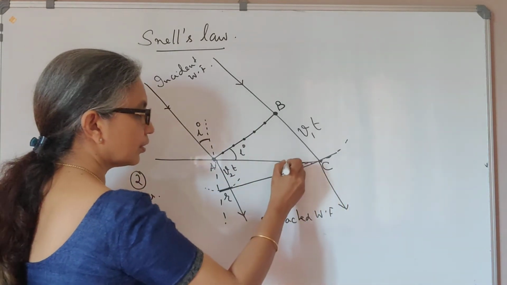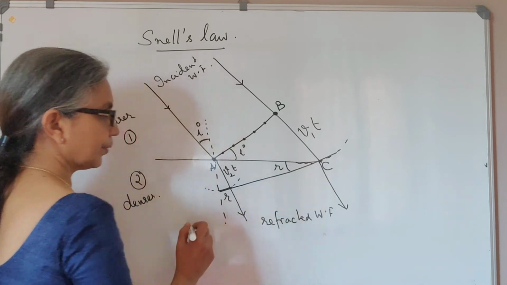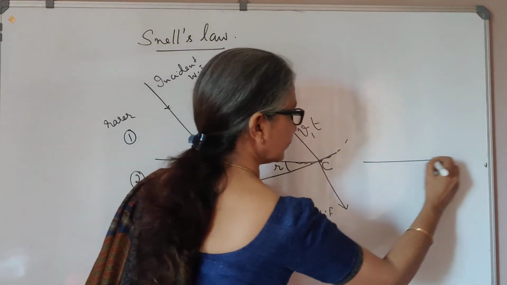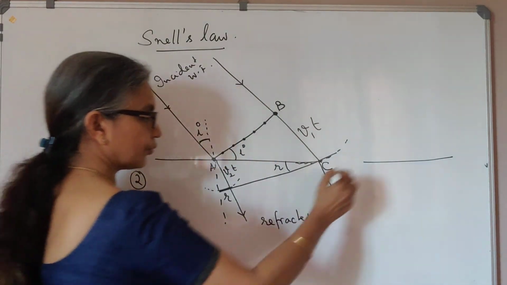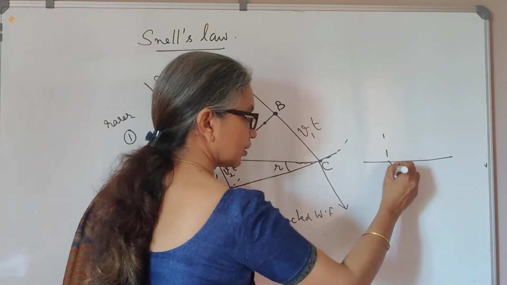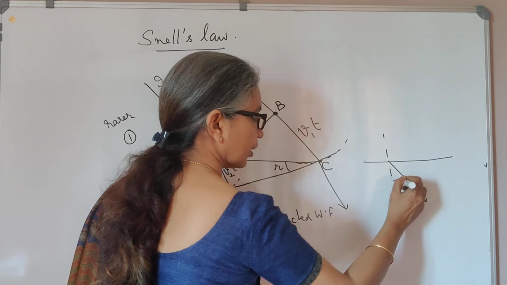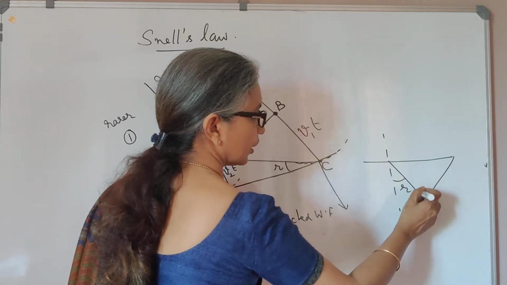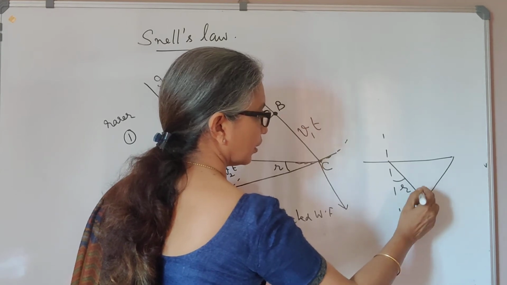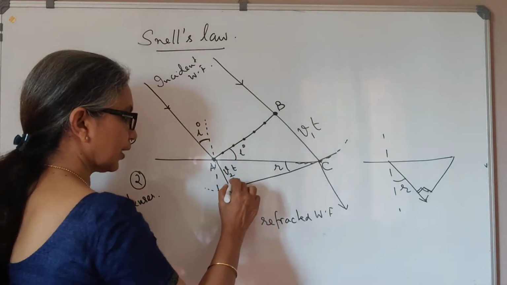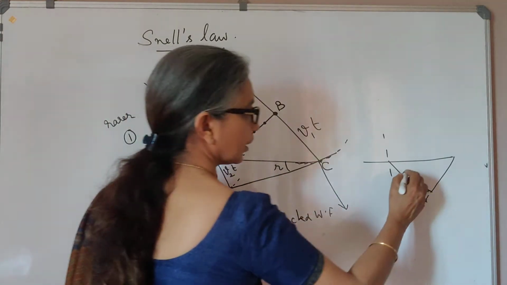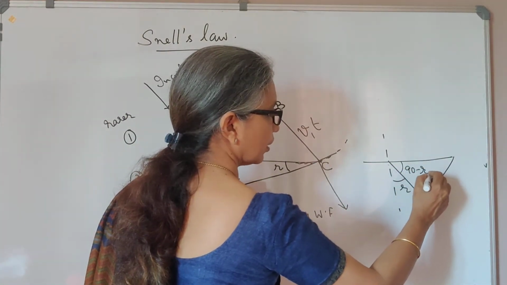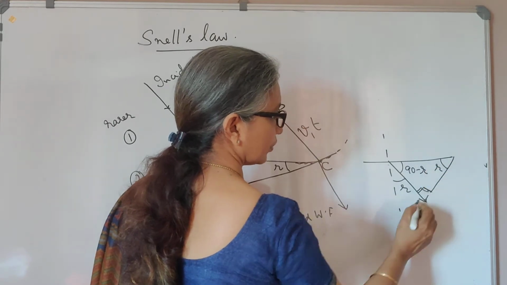Now if this is R, this is also going to be R, because as you see, this is the normal that we have here. This is our refracted wave. This is R, and we drew the tangent like this. So this is 90, this angle here is 90, because that's a tangent. Because this is 90, this has to be 90 minus R, and so this has to be R.